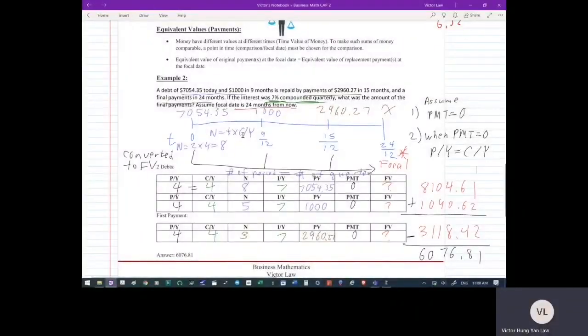And then for the second debt, it's the same idea. Now we have $1,000 as the present value. So in present value, we put $1,000 as the debt. We put $1,000 as the present value. And then $1,000 is 9 months from now.